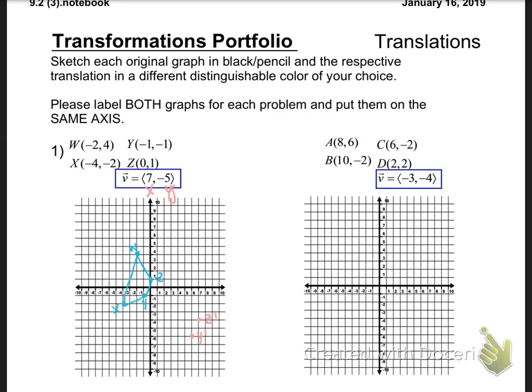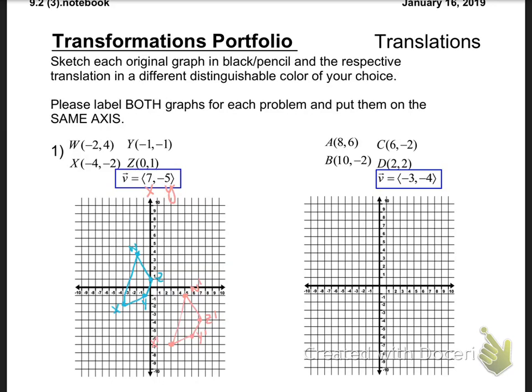Z prime. From W, 1, 2, 3, 4, 5, 6, 7, down 1, 2, 3, 4, 5. W prime. From X, 1, 2, 3, 4, 5, 6, 7, down 1, 2, 3, 4, 5. X prime. Okay, I will take off if you do not label.